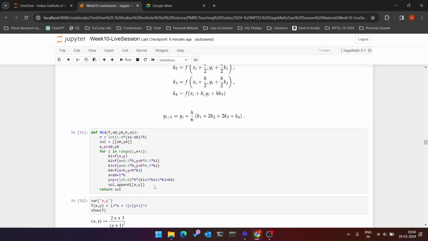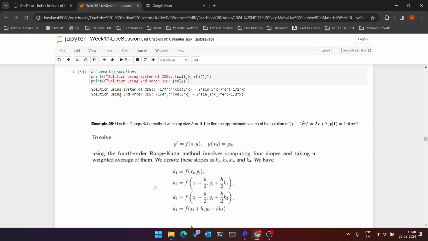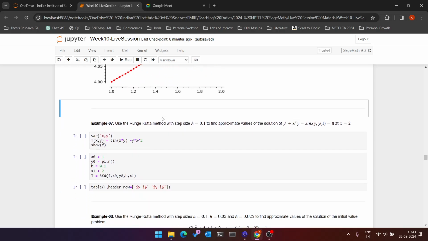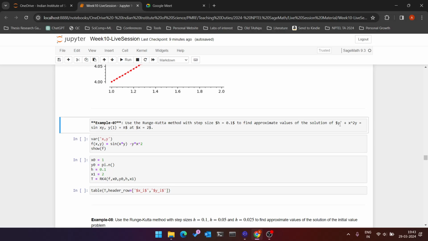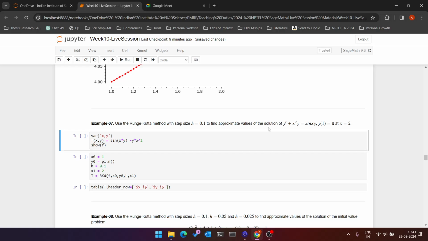Any doubts with this Runge-Kutta method or any of the problems that we have discussed so far? Example number 7. Use the Runge-Kutta method with step size h equal to 0.1 to find approximate values of the solution y dash plus x square y equals sine of x y, y of 1 equals pi. Oh, this is at x equal to 2. Okay, so we have to solve this.